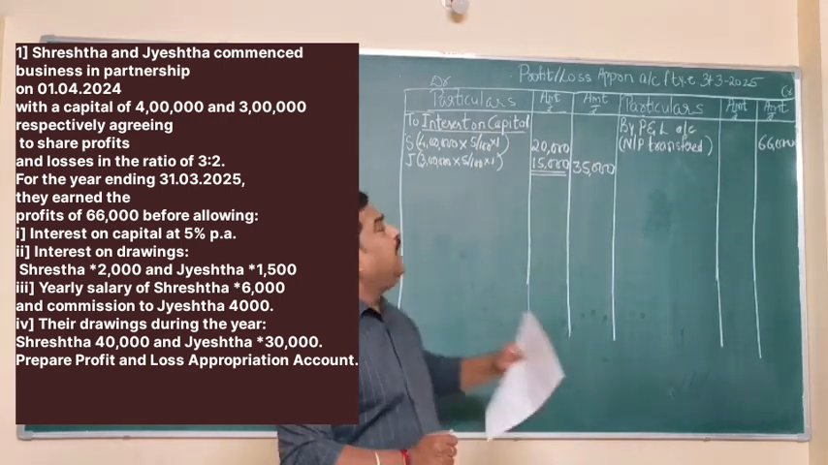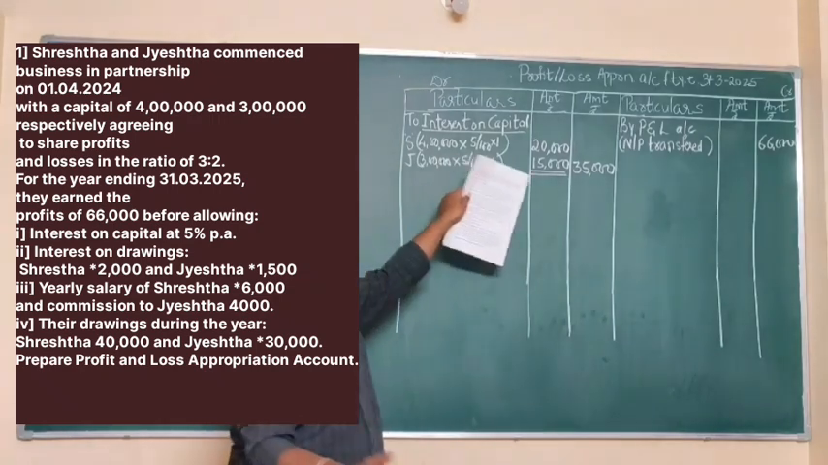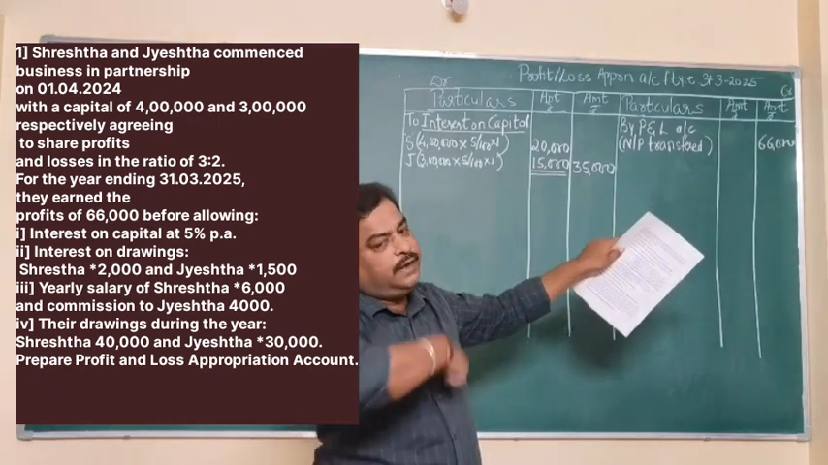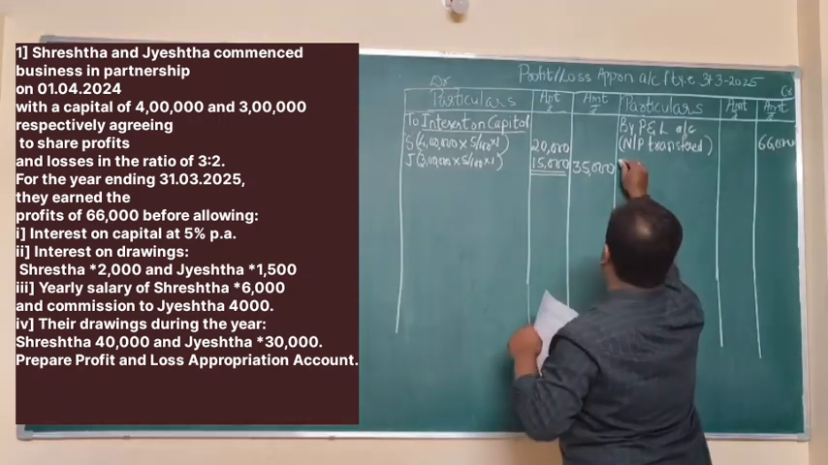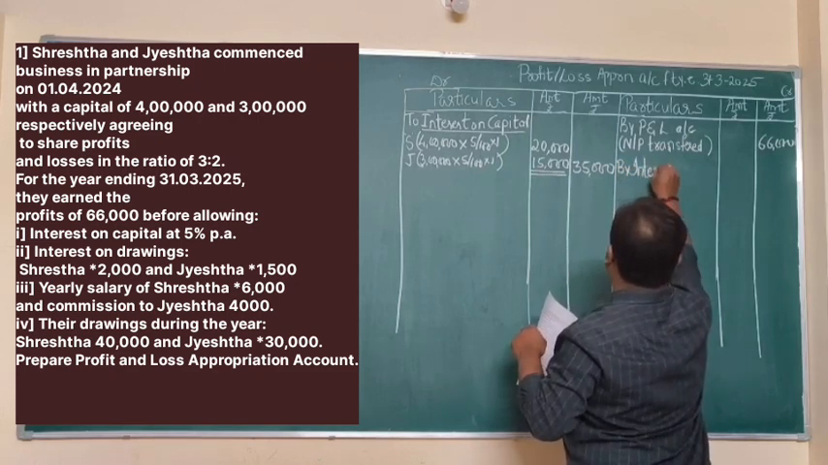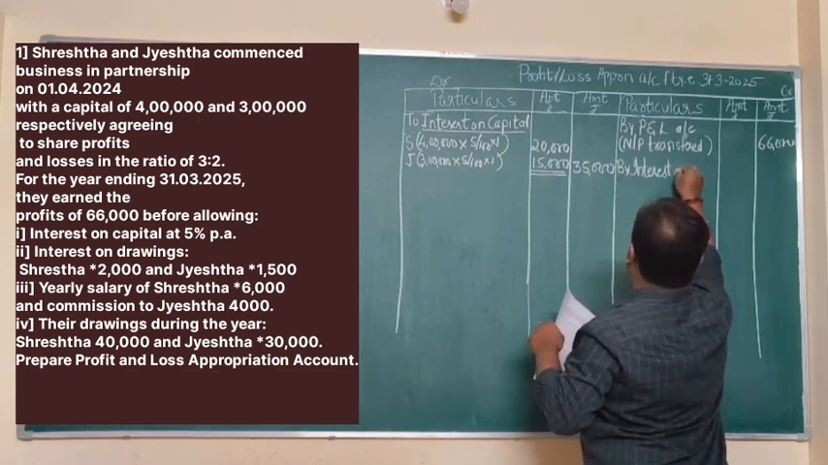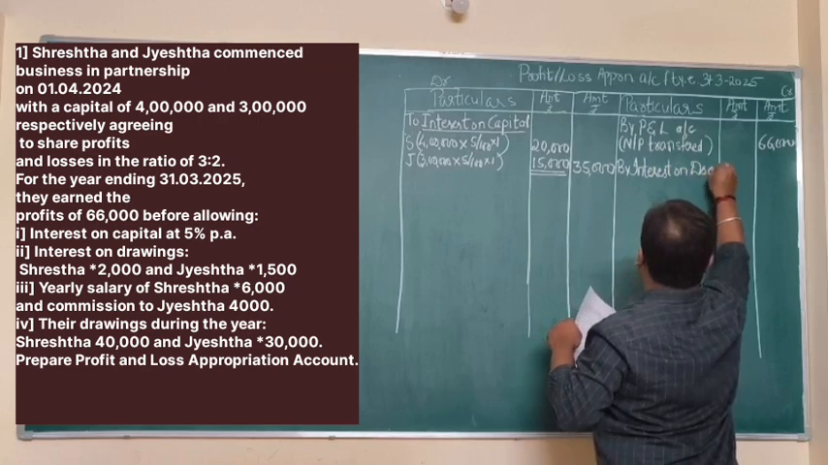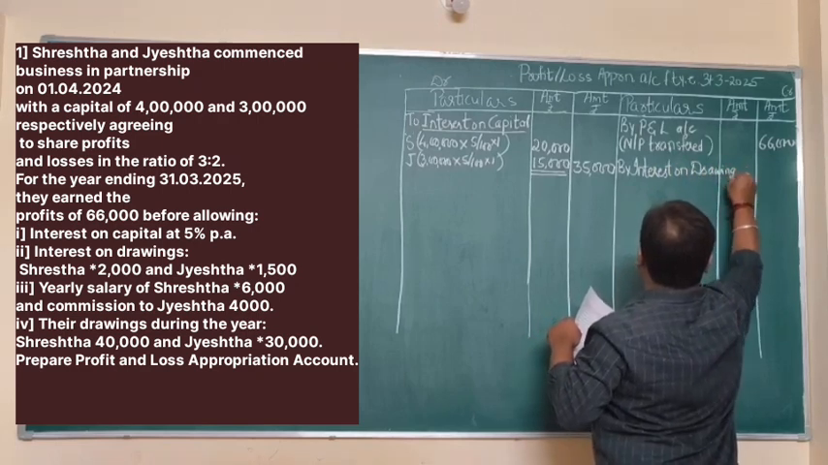Interest on drawings. Interest on capital is on the debit side. Interest on drawings is income for the firm, so it comes on the credit side. Learn the format thoroughly once; this topic is very, very easy. Interest on drawings.